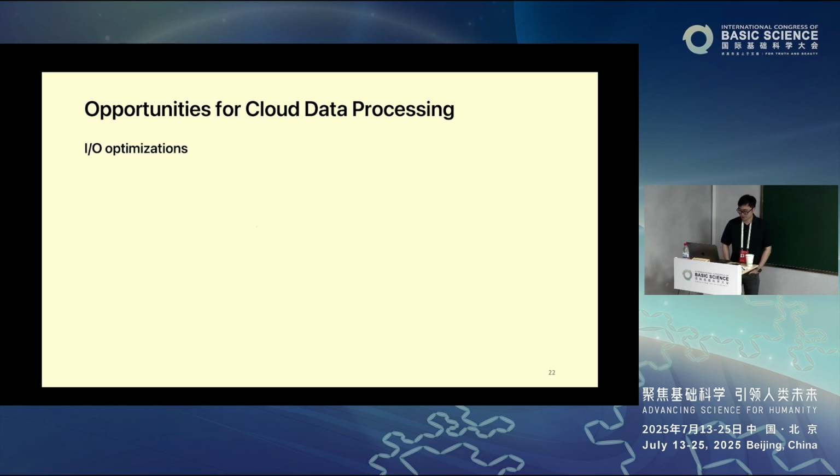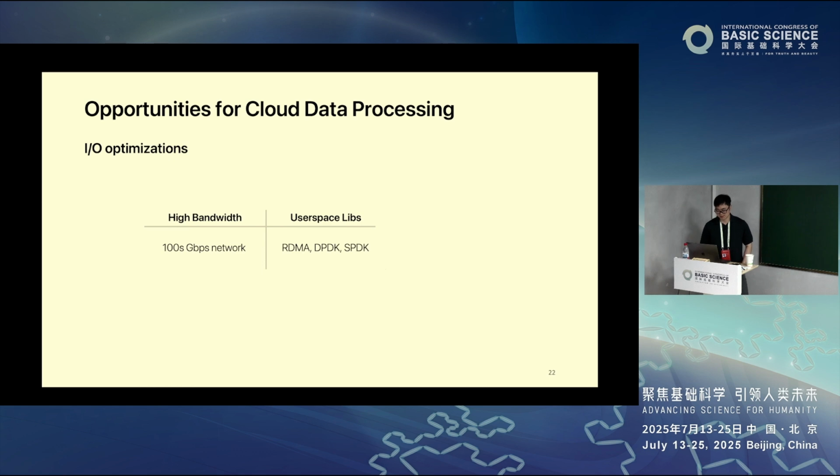The second opportunity is I/O optimization. A DPU, as I mentioned, has a very high-speed network interface. It provides hundreds of gigabits per second of network bandwidth. And a DPU also has very efficient user space libraries that you can use to build high-performance I/O applications, including RDMA, DPDK, and SPDK.